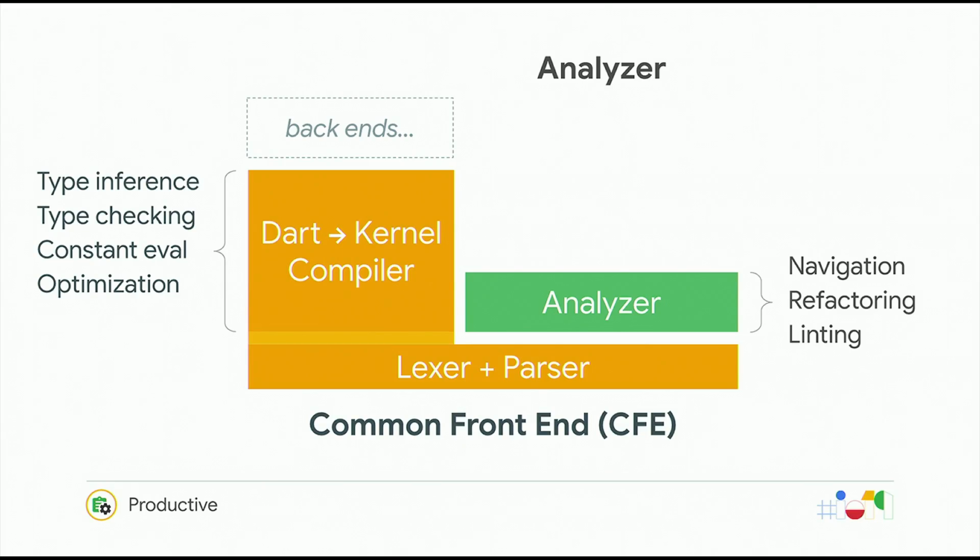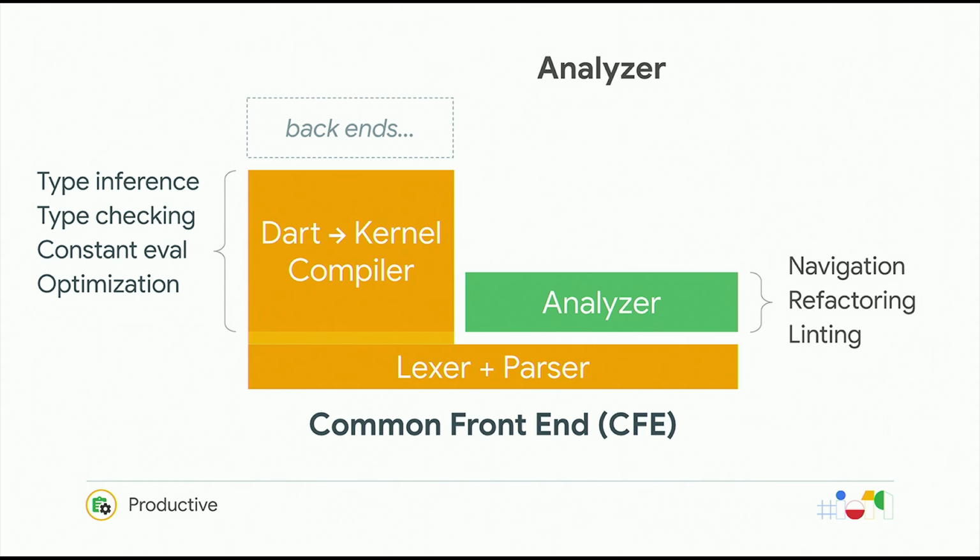On the side here, we have kind of a separate stack. And these are the bits that actually enable a dev experience. So we have a package called Analyzer. And the idea is you want a stack of code on the left, the yellow bits, that can take correct code and deal with it really quickly. Go as fast as you can from Dart source to something we call kernel. We'll talk about that more later.